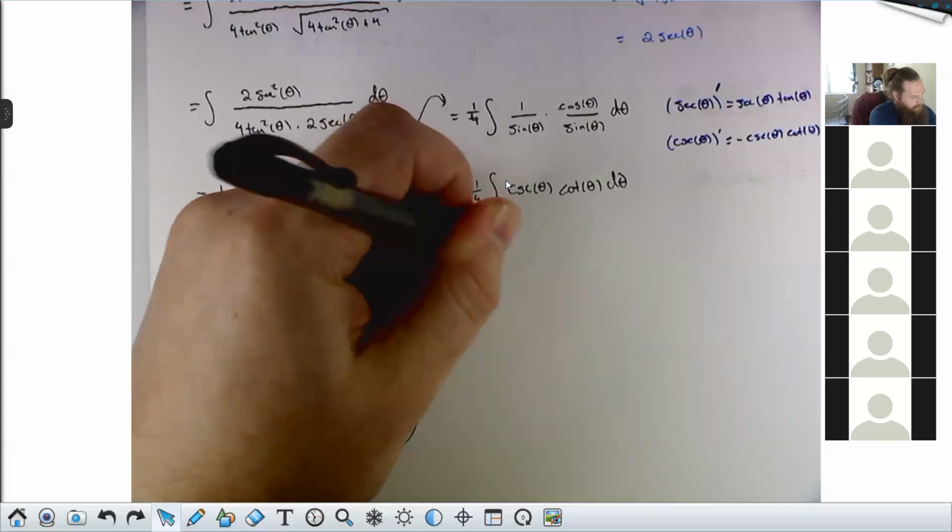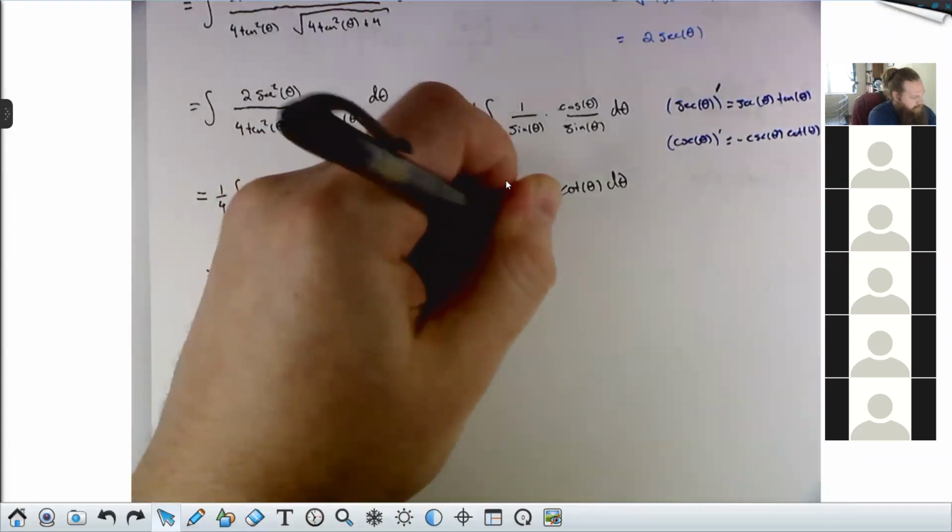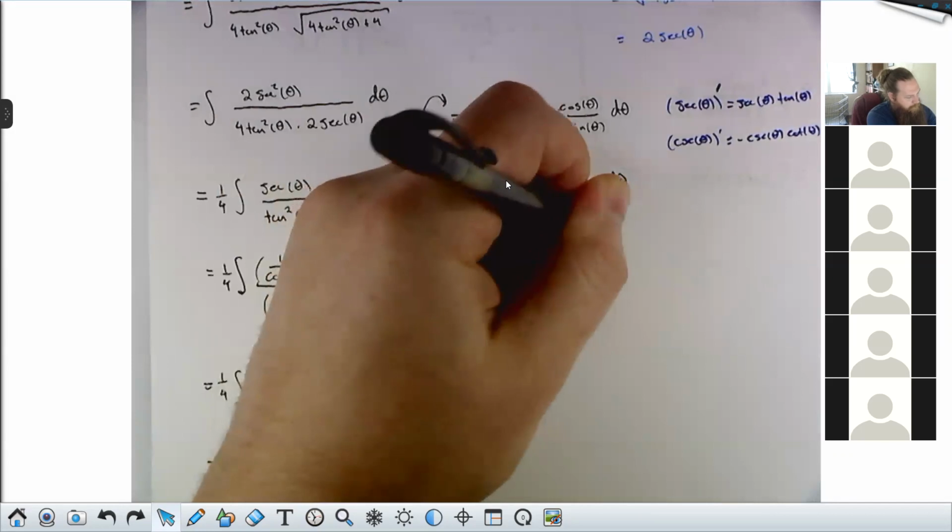So this is negative 1/4 cosecant of theta plus c.